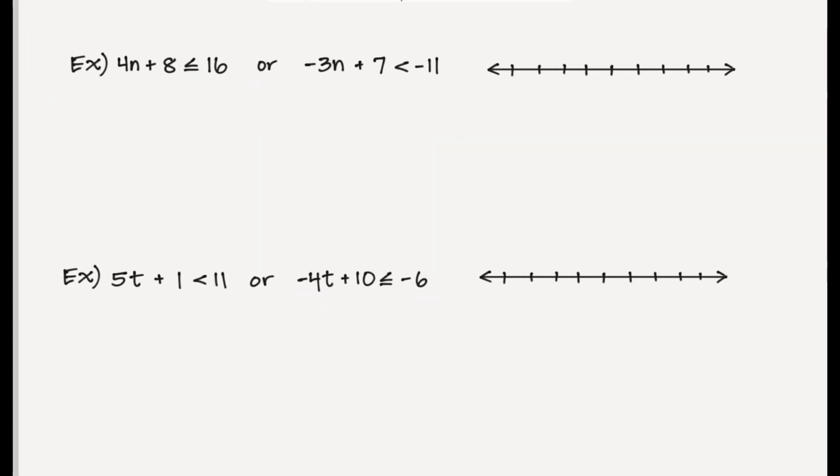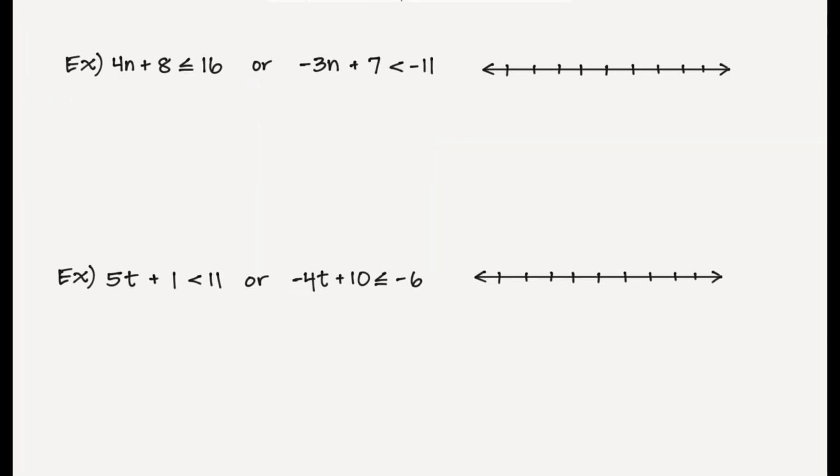All right, now for these next two examples, we have "or" compound inequalities. So we're going to solve them individually and then graph them on the same number line. So let's subtract 8 from both sides, and that leaves me with 4n is less than or equal to 8. And then I'm going to divide both sides by 4, and I find that n is less than or equal to 2.